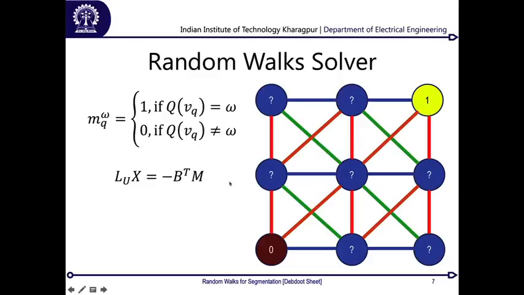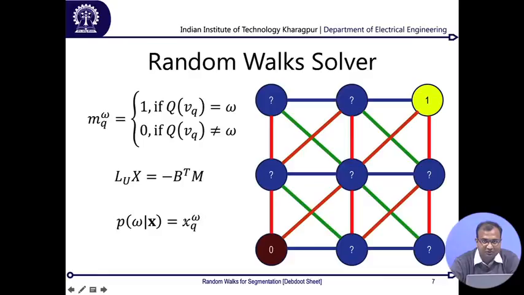This is the relation you get by solving the earlier total system of equations, and from there what we end up getting is that each value of X, written as X at a particular node Q for a particular class label omega, is the probability of obtaining class omega given the labeled values. Once we have this probability for each class, you get your class label as the argmax over all of these probabilities, as per the earlier slides we had seen.